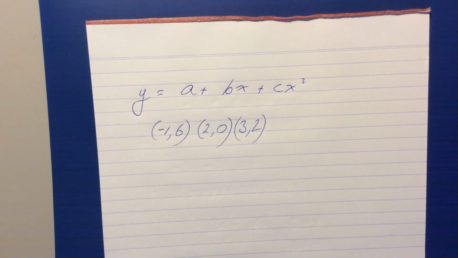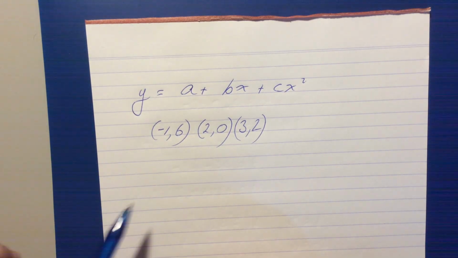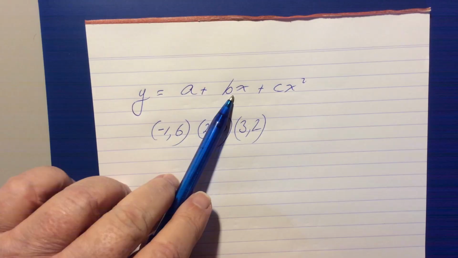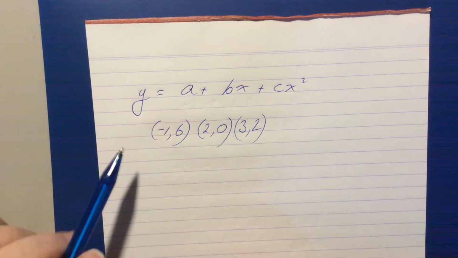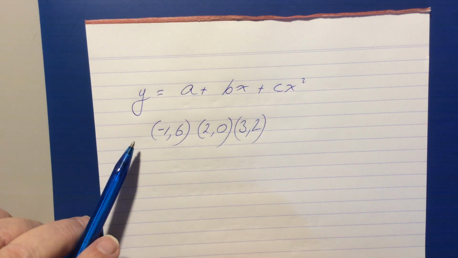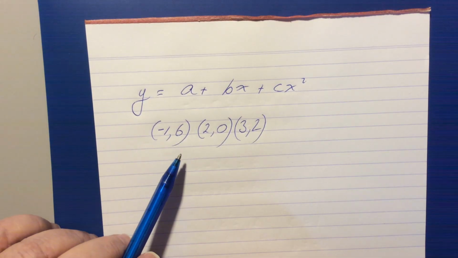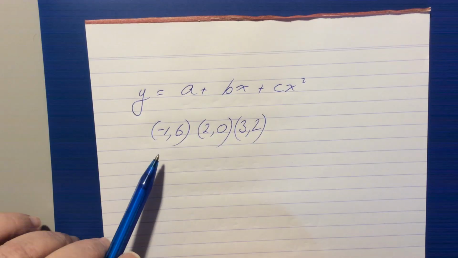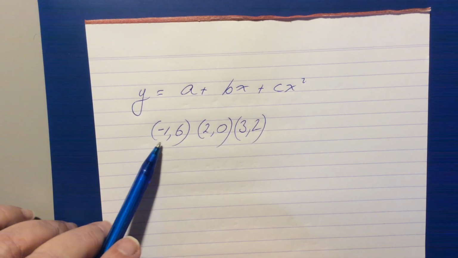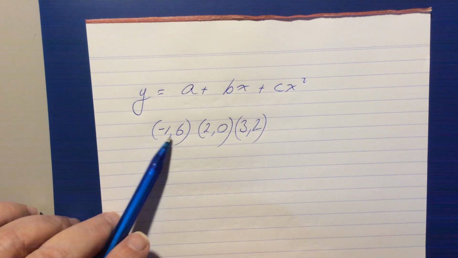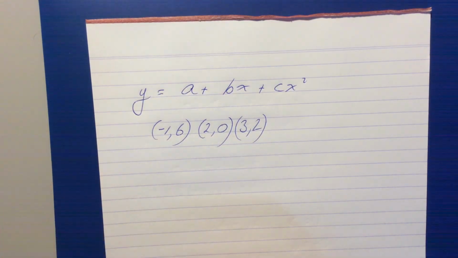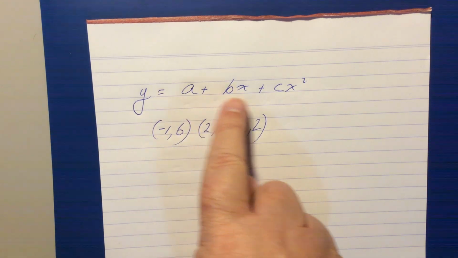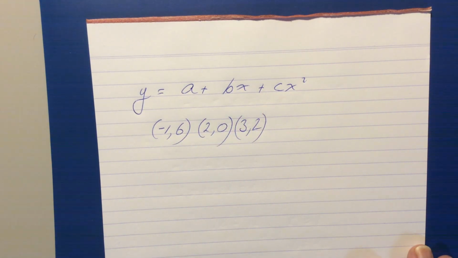We have an interesting problem here today and we're going to set about solving it. Y is equal to a plus bx plus cx squared. And we're given three coordinates that are generated by this function to create a parabola. Now, these 3 points are (-1, 6), (2, 0) and (3, 2). Our task is to find out what a, b and c are equal to.